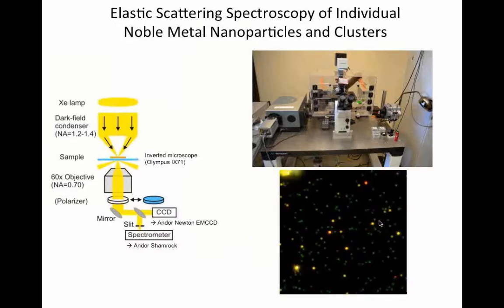Individual gold nanoparticles of sizes 40 nanometers and above have high enough scattering cross-section so that they can be detected in this fairly simple optical setup. These green dots are individual nanoparticles. You will also notice that there are some dots which are orange or even red.